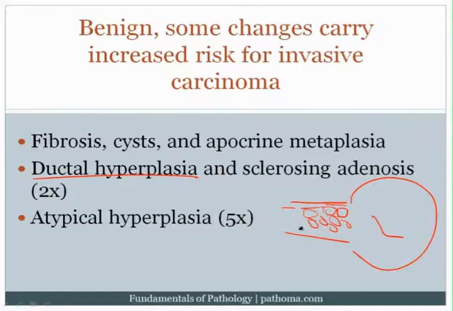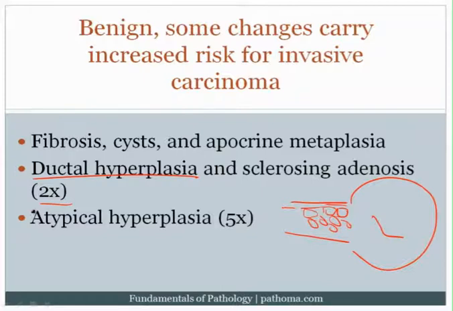Now, ductal hyperplasia has a 2 times increased risk of development of cancer. So that if a normal woman has her standard risk, if she has ductal hyperplasia on a biopsy, she now has a 2 times increased risk of developing invasive carcinoma sometime in the future.